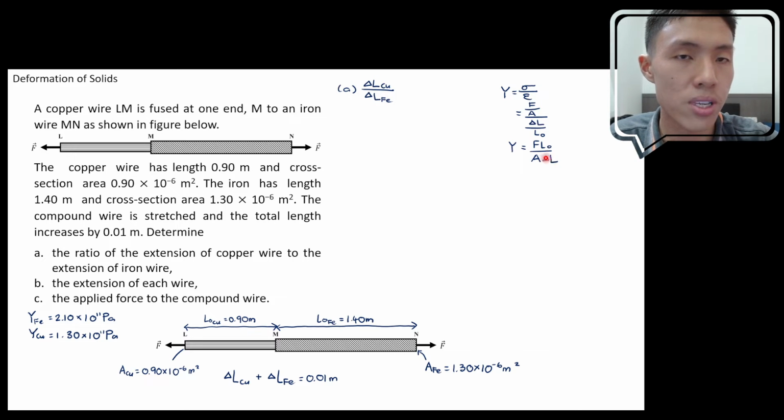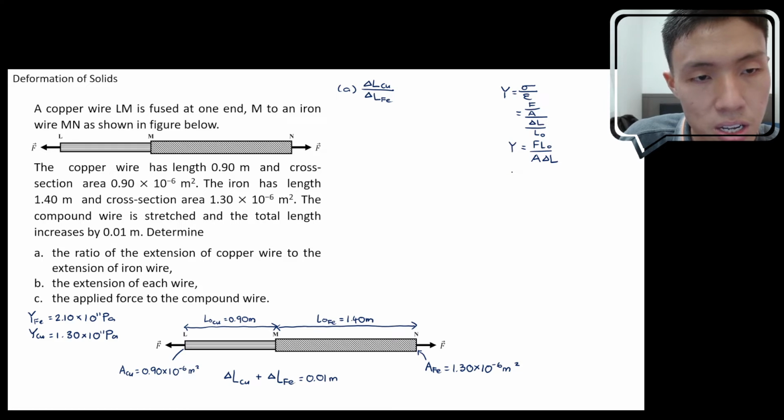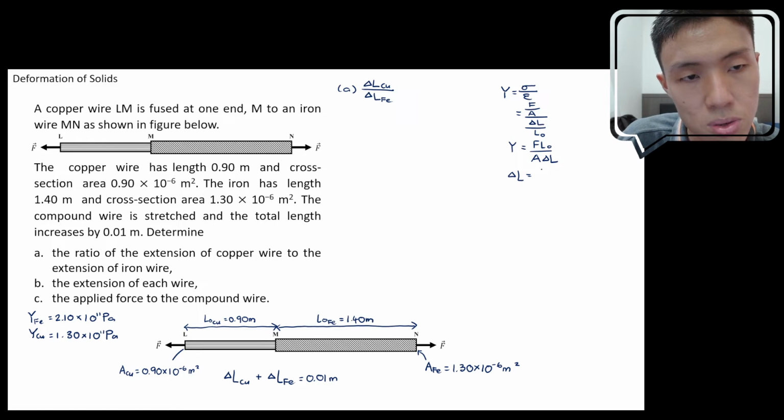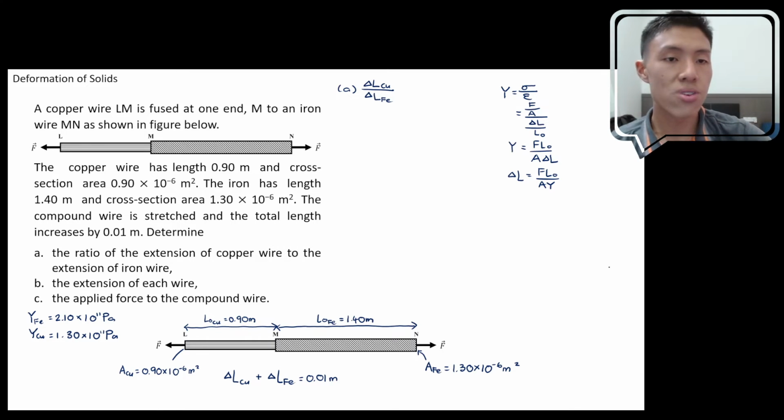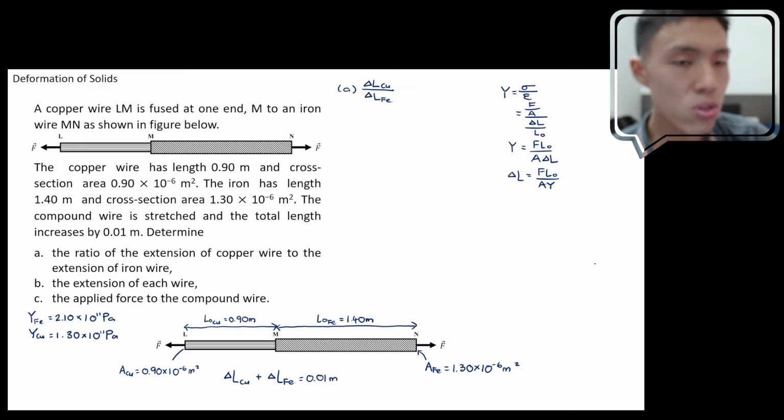So maybe we should put delta L as our subject over here. So delta L is our subject. That means you have F L not over A Y as our right hand side. Okay, just rearrange this equation. So we are going to use this equation to put it inside here, but because there's two conditions, one for copper, one for iron, we need to label everything clearly.